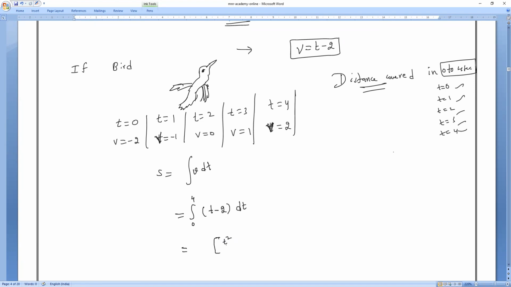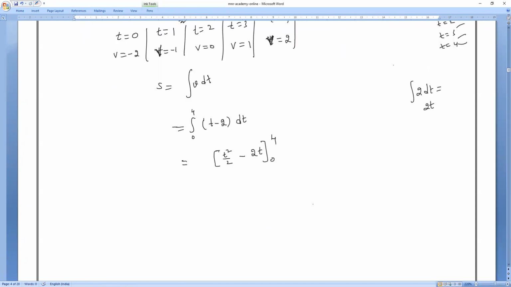Integration of t is t square by 2, minus integration of 2 dt. Integration of 2 dt is 2t. Laksha has learned, so she is saying it very fast. Limits 0 to 4. Is it okay, guys? Then substitute everything. One time positive, one time negative.